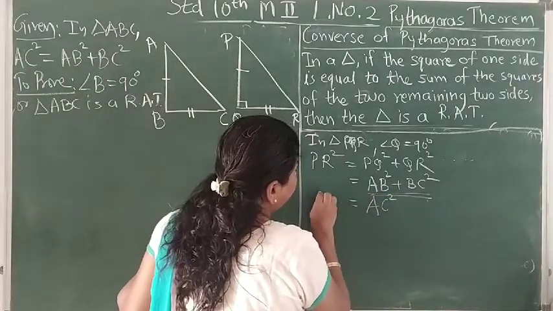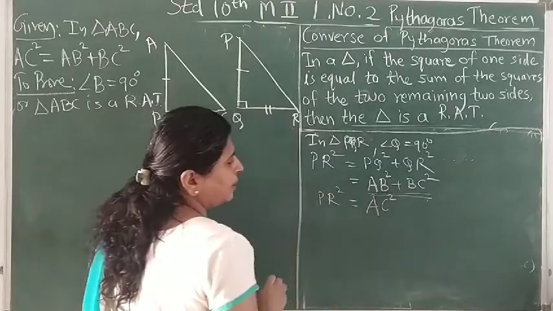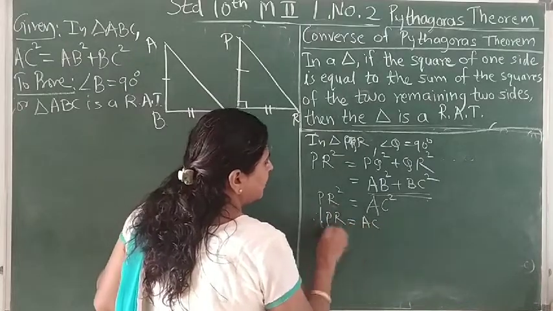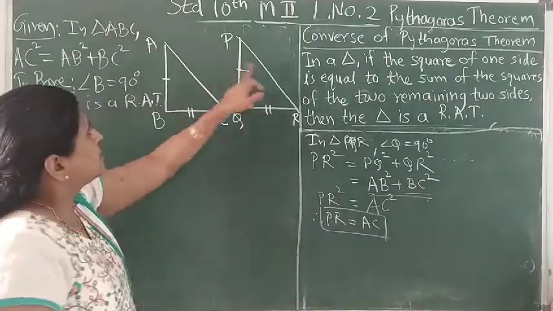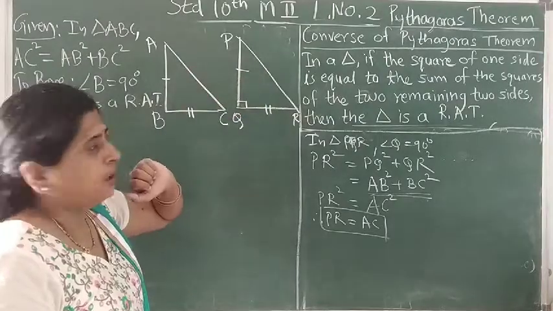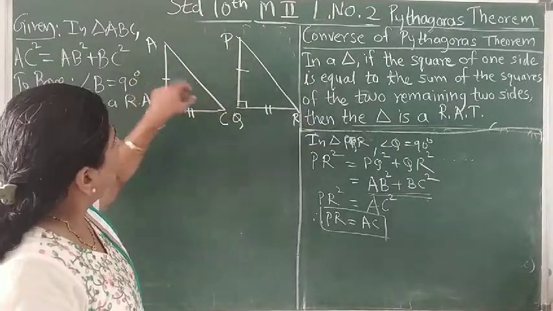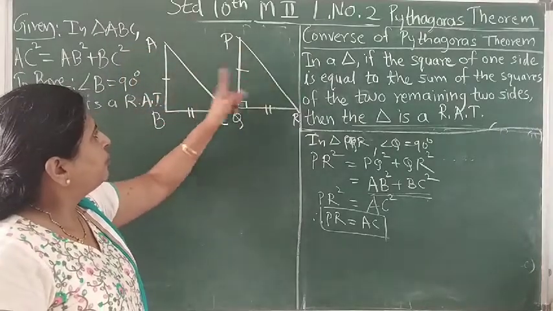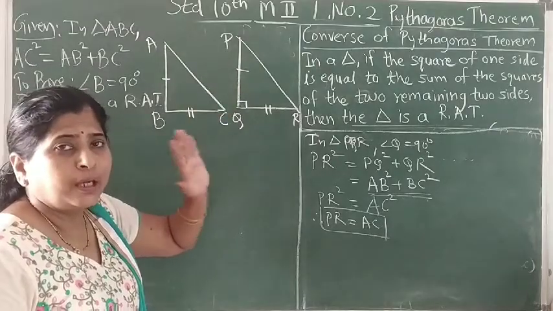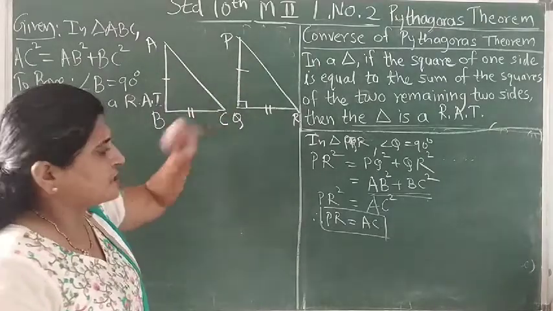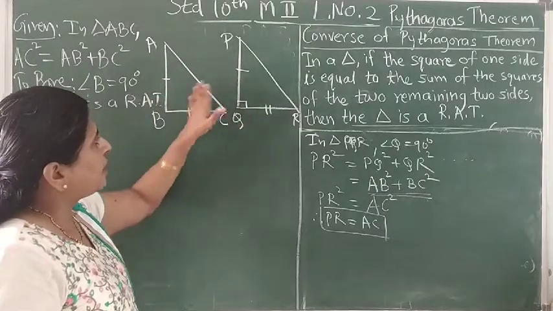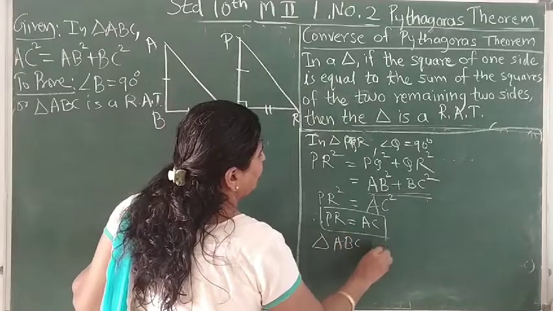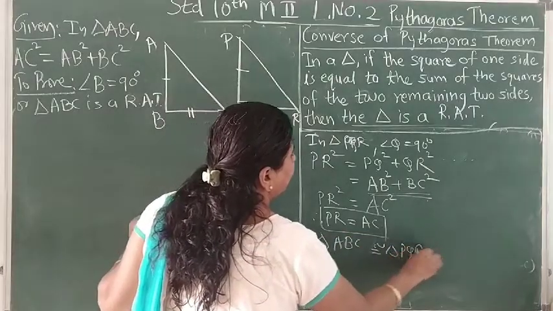So here we find that PR square and AC square are equal. Taking the square root of both sides, we get PR is equal to AC. So we can prove that these two remaining sides are equal. And if these two sides are already equal, we can prove the third is also equal. So we can prove these two triangles are congruent by the SSS test, three corresponding sides. Okay. So triangle ABC is congruent to triangle PQR by SSS.